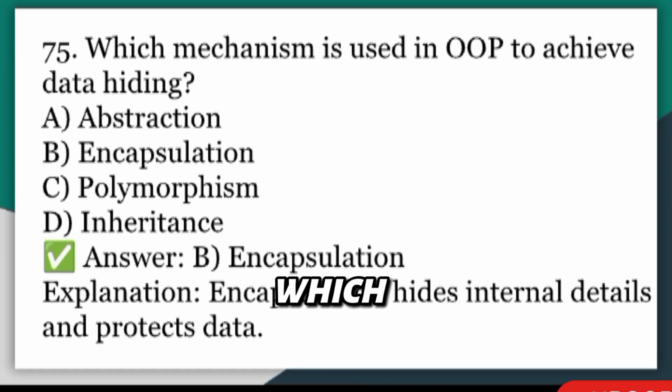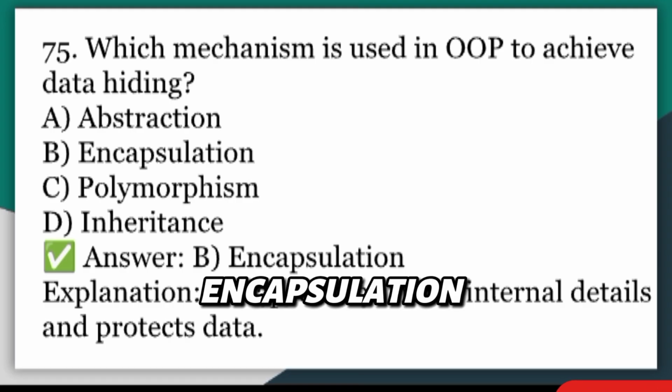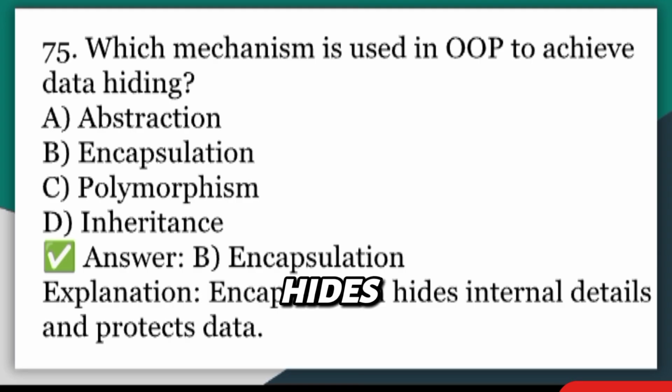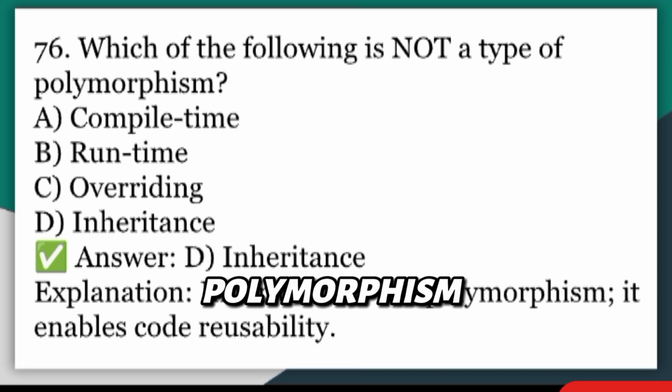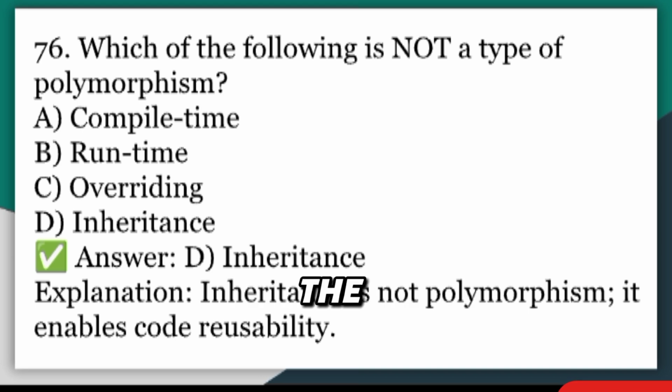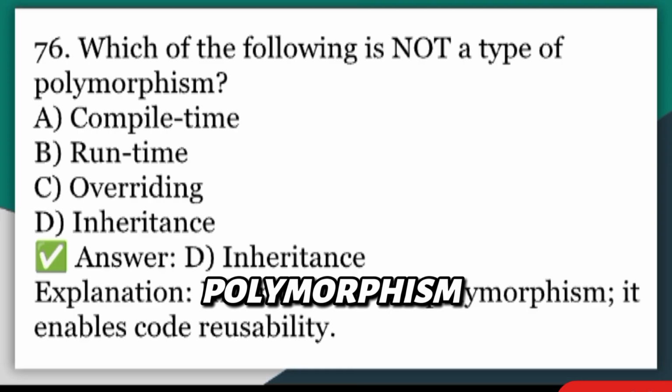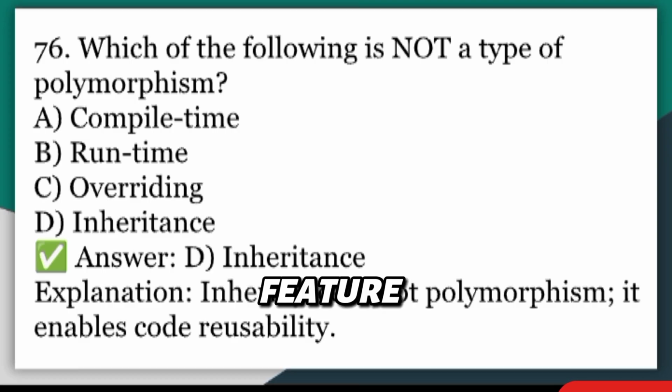Question number 75. Which mechanism is used in OOP to achieve data hiding? So the right option is encapsulation. Explanation: encapsulation hides internal details and protects data. Question number 76. Which of the following is not a type of polymorphism? So the right option is D, inheritance, whereas compile time, runtime, and overriding are types of polymorphism. Explanation: inheritance is not polymorphism, it enables code reusability; rather, we understand inheritance as a feature of OOP languages.